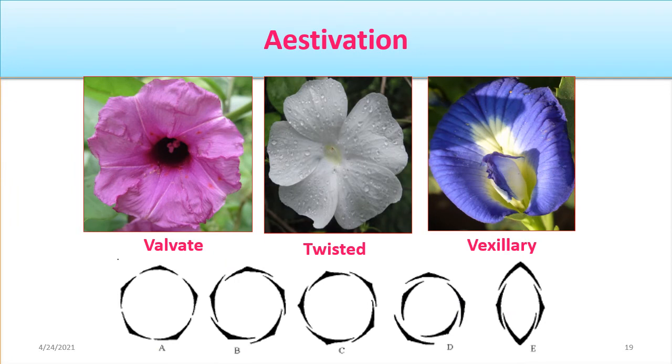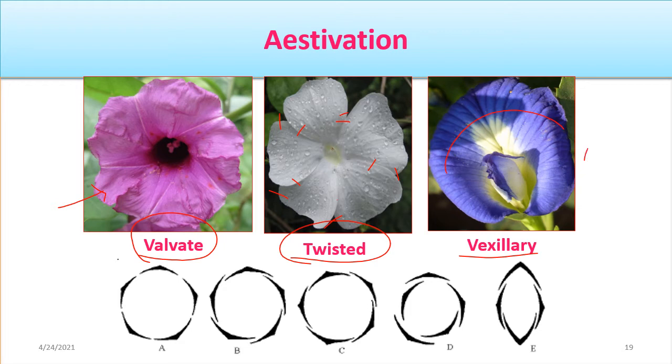Here again you can see aestivation as we saw in calyx. No overlapping at all is valvate. Here there is overlapping, you can see this is in, this is out, this is in, this is out, this is inside. Here on the back side, this is inside, this is outside, here it is inside, this is outside. This is twisted aestivation, and this is vexillary, which I already explained.